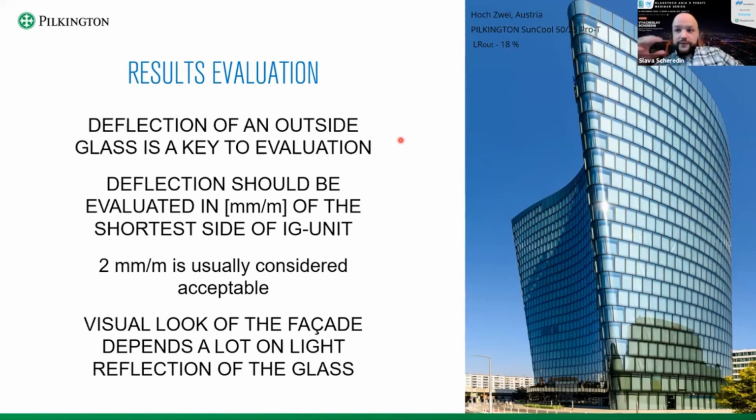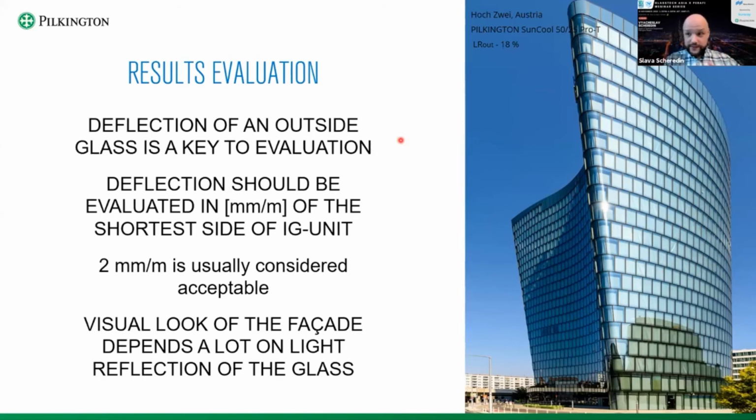Now, the really important part: we combined all of the things together and get the results. Glass deflection: how to evaluate it? Because the size of IG units can vary wildly. You can have 1 meter by 1 meter, and you can have 3 meters by 6 meters, for example. The deflections will be different. So the key here is to evaluate the millimeters of bending per 1 meter of the shortest side of the glass of an IG unit. And with this, you can compare a big IG unit to a small one.